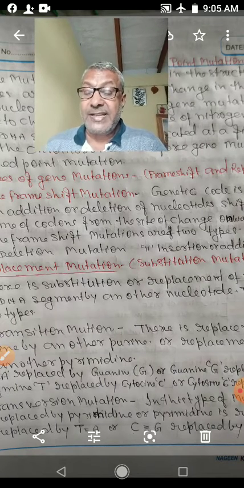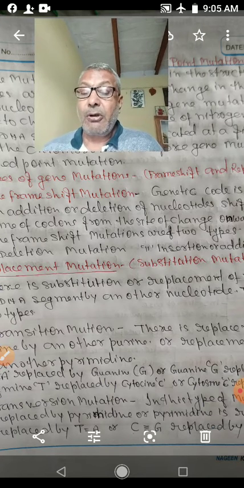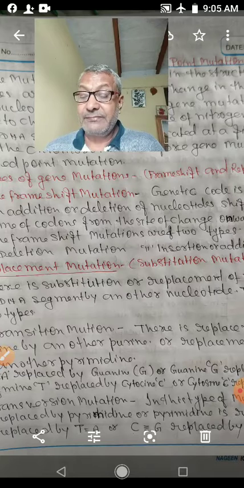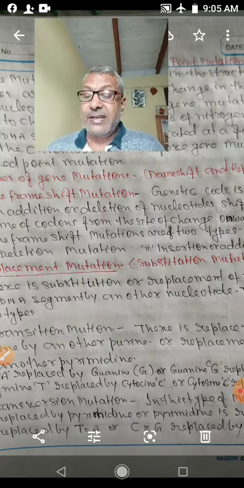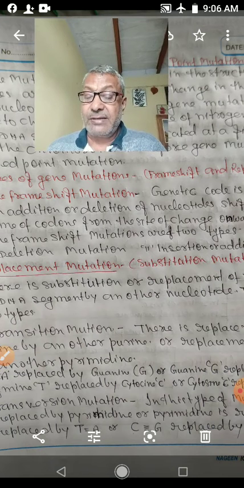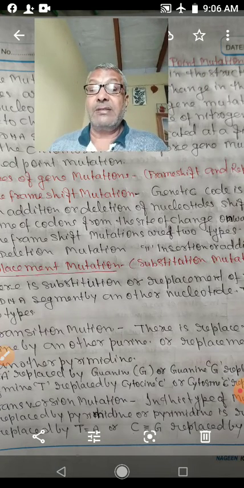There is replacement of a purine by another purine, or replacement of a pyrimidine by another pyrimidine. Adenine and guanine both are purines. So adenine is replaced by guanine, or guanine is replaced by adenine. Now thymine and cytosine both are pyrimidines. Thymine is replaced by cytosine, or cytosine is replaced by thymine. So this is called transition mutation.